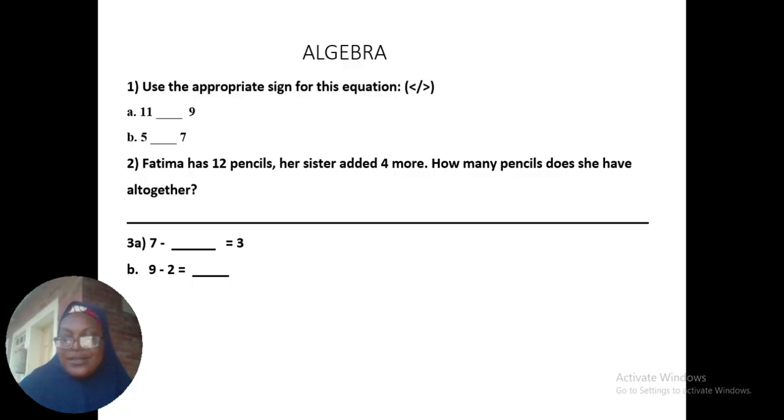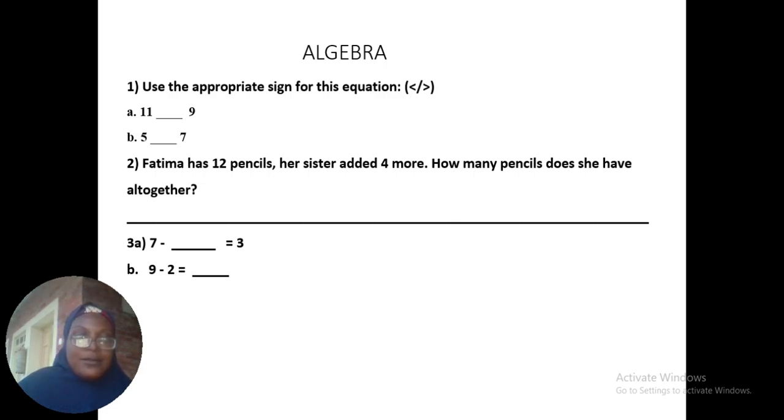You can see on your screen some examples of open sentences, where you have a particular number like 7 minus dash equal to 3. That is an open sentence. You have to look for the missing number and place it there.